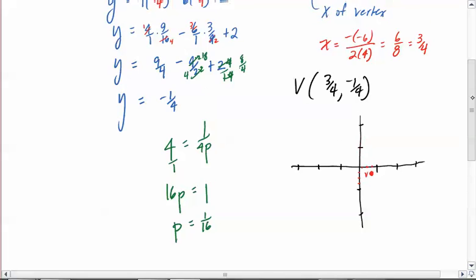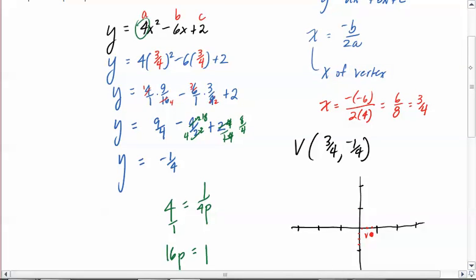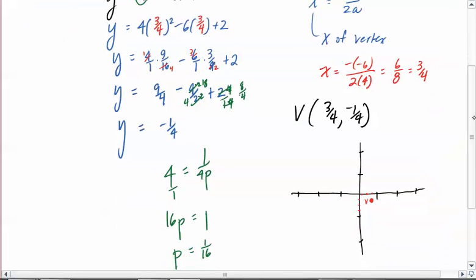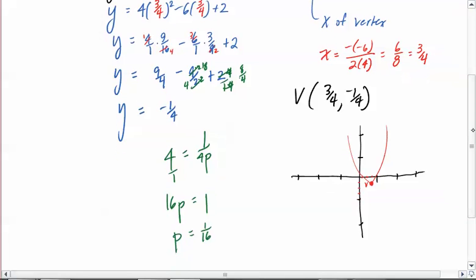Now, let's look back at our original problem. This one opens upward, right? So we know that's the answer. If it opens upward, I'm going to give myself a quick little opening here like this. So I know that my focus then has to be right there, a 1/16 above. Now, that's way too tiny for me to draw accurately, but it's a 1/16 above that. And my directrix is a 16th below. So let's get the equation of the directrix, and let's get the focus.